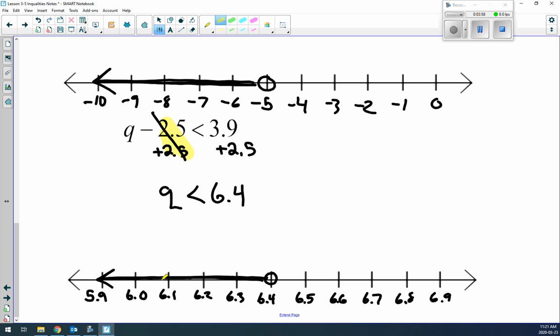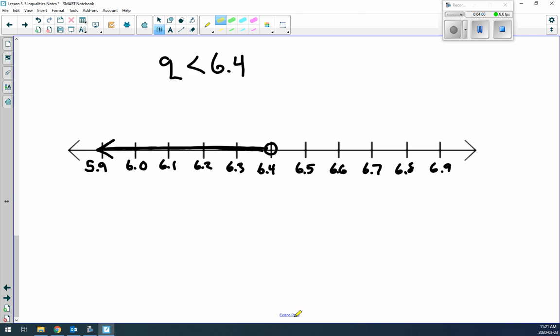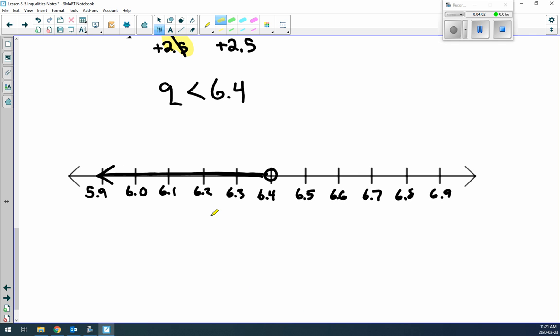So this is interesting. Look at this one. Instead of the number line being with whole numbers or integers, we got the negatives, we can have it as decimals. That's okay. That works. So you can see here, I went by 0.1s. I went by a tenth every time. So we put an open circle at 6.4. Remember, it doesn't include that point, so it's an open circle, and it's everything to the left.